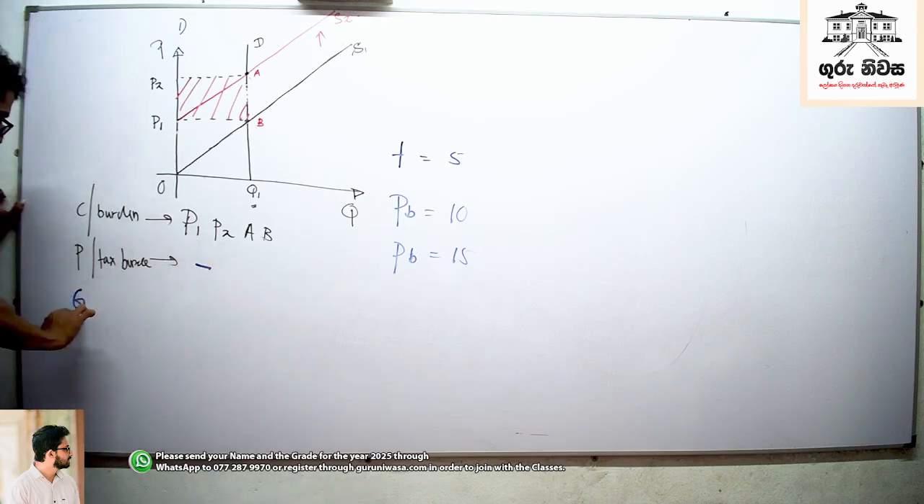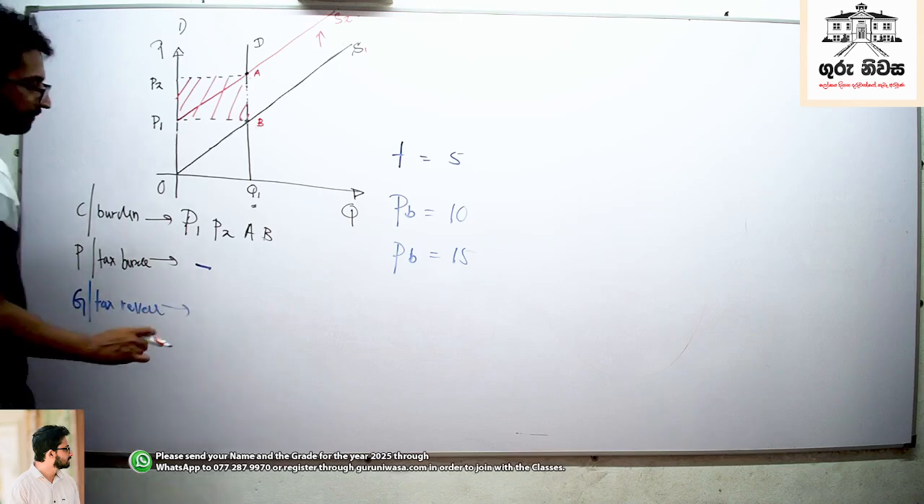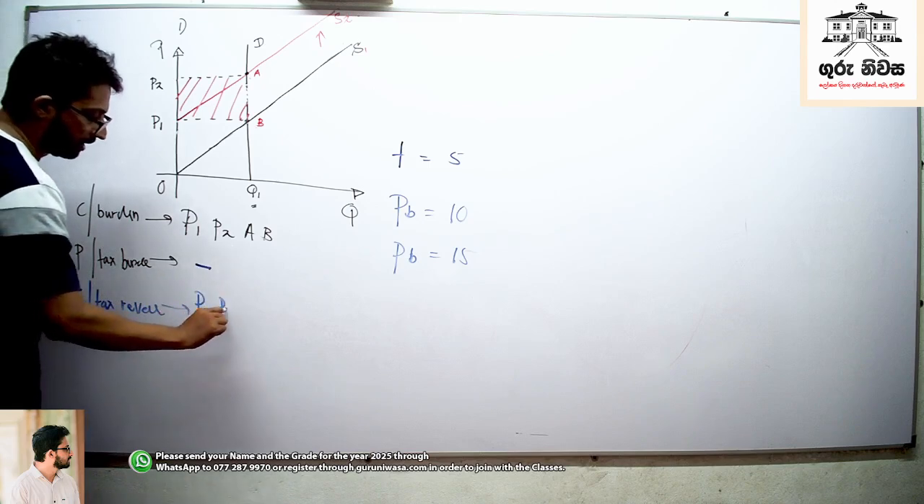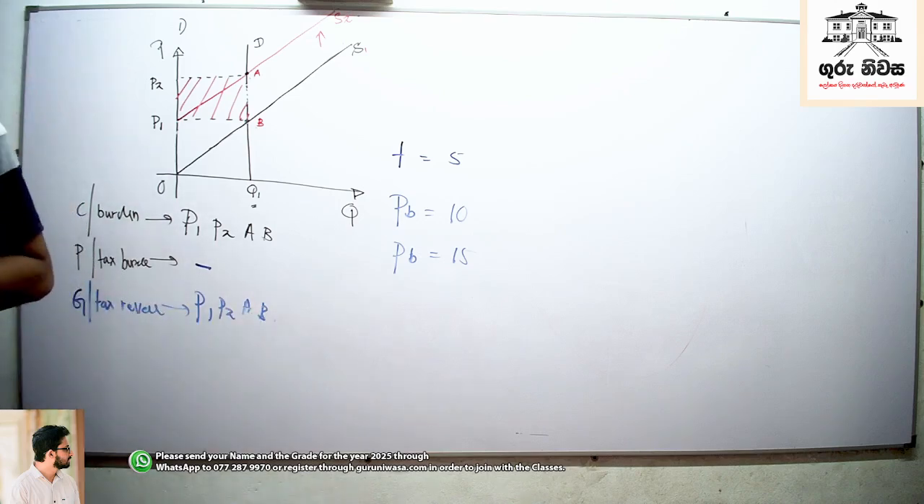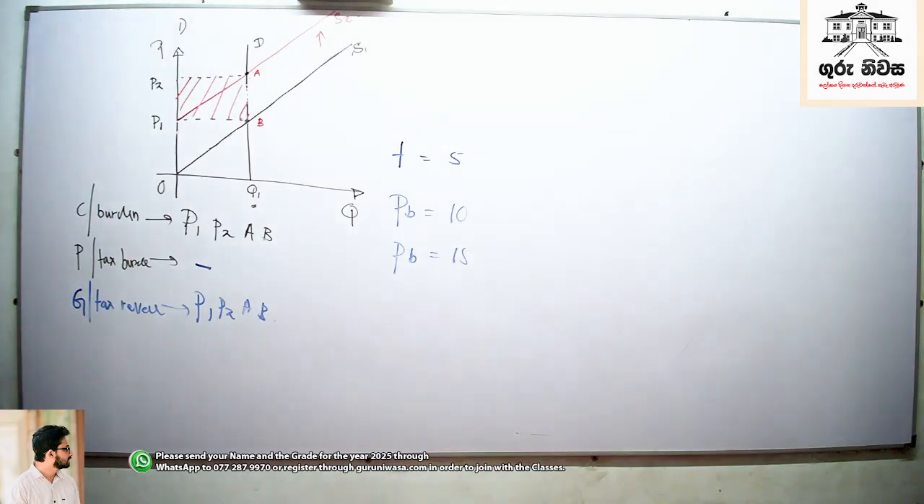Government tax revenue. Government tax revenue equals the consumer tax burden, P1, P2, A and B. Complete the point.